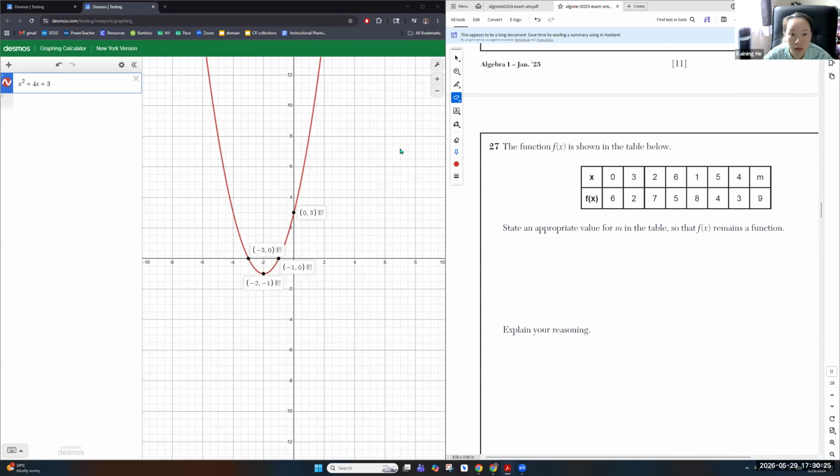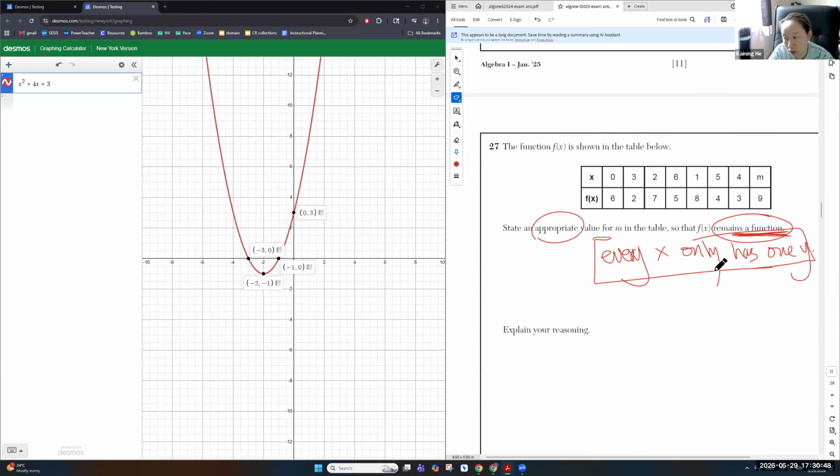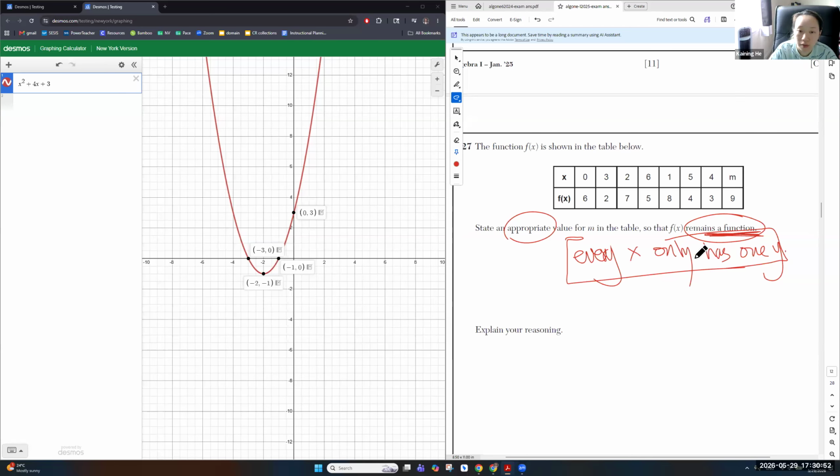Okay, next, the function is shown in the table below. This is a question that we have seen on our 8th grade state test already like 4 million times. So they said to find an appropriate value to make sure this remains a function. To define a function, every x, I say it like 4 million times, only has 1 y. All right, so this is a definition of a function, and you don't need to write it in the exam, of course, but this is just for us to remember what's going on. After that, we need to know that all of these x's can only show up once.